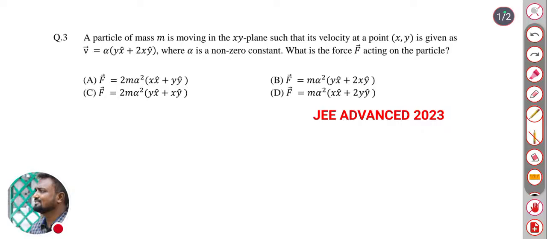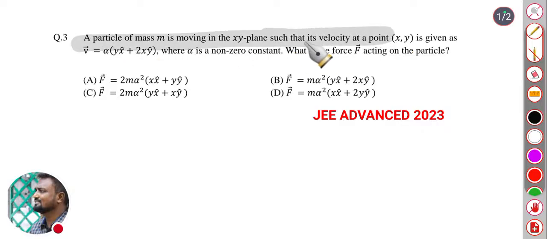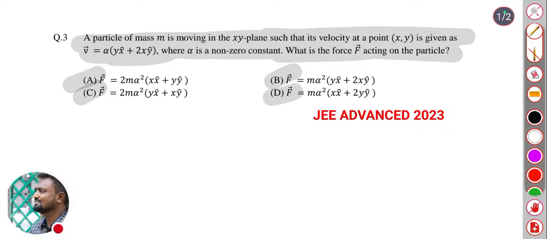A particle of mass m is moving in the xy plane such that the velocity at a point (x, y) is given as v vector is equal to alpha y x cap plus 2x y cap, where alpha is a non-zero constant. What is the force acting on it? There are four options A, B, C, D given here.